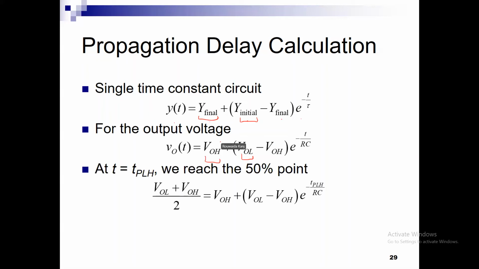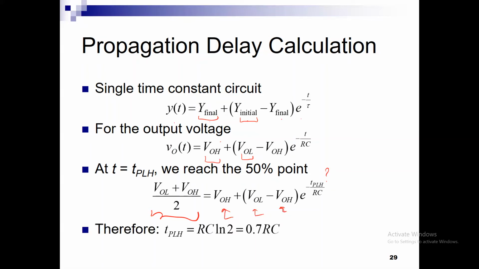Okay, we reach the 50% point when V out is VOH plus VOL over 2. Okay, and we solve for these values. We end up finding that the time is really RC times ln 2, okay, which is 0.7 RC more or less, or 0.69 RC. Okay, so this is simple because I had a simple RC circuit. Any questions?